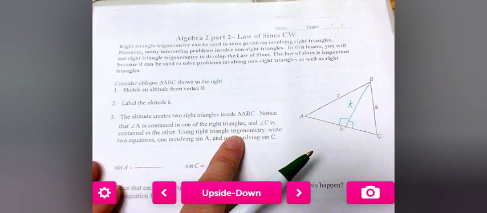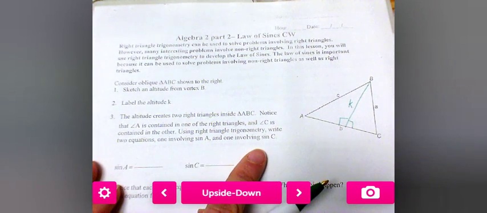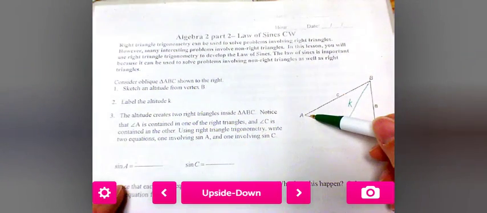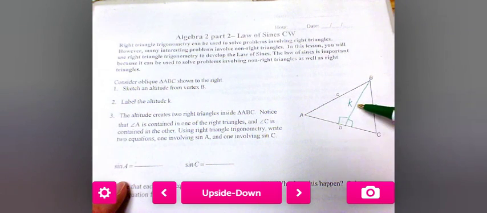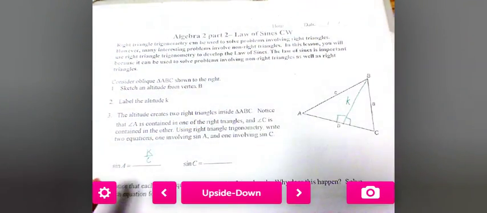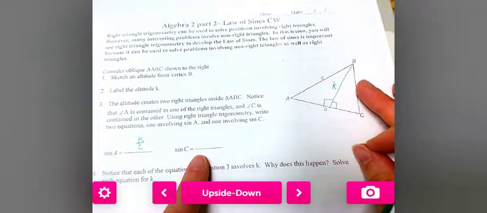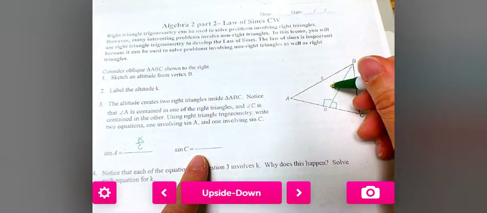Using right triangle trigonometry, write two equations, one involving sine A and one involving sine C. So sine is the opposite over the hypotenuse, right? So sine A would be K is my opposite, c is my hypotenuse, so K over c. Then for sine C, I want to do the opposite over the hypotenuse, so that would be K over a.